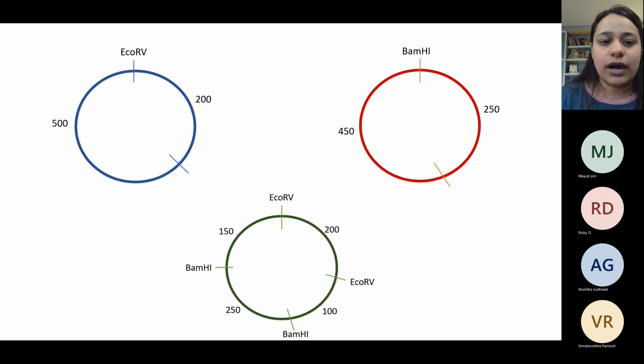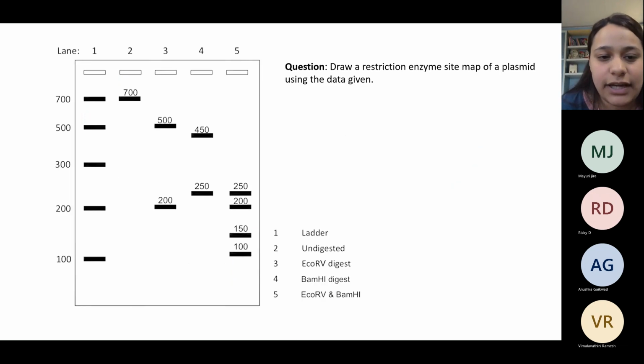So over here in EcoRV, two fragments are obtained. One is 200 kilobases and the other is 500 kilobases. After this, if we draw BamHI, again two fragments are obtained. One is 250 kilobases and the other is 450 kilobases. Now, going back to the question, when we see this double digest, we have to see whether there are any fragments that coincide with the fragments of the single digest. So yes, there are two such fragments.